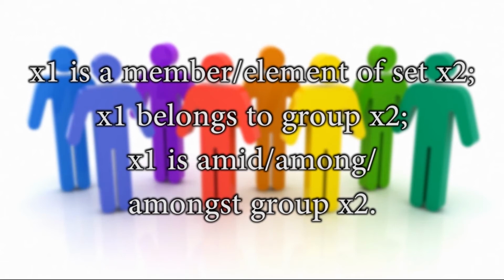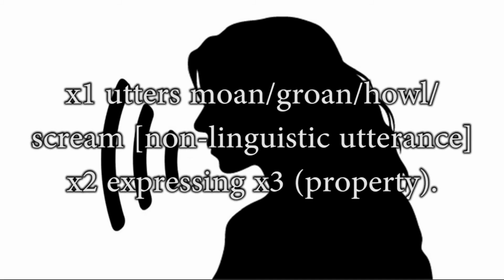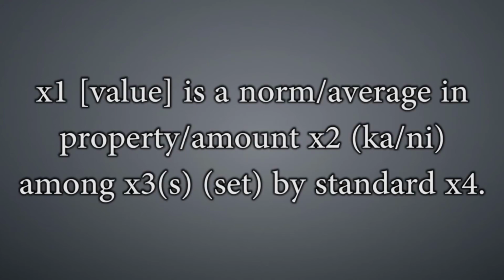x1 belongs to group x2. x1 is amid, among, or amongst group x2. Shmoni. x1 utters moan, groan, howl, or scream x2 expressing x3. Shnano. x1 is a norm or average in property or amount x2 among x3 by standard x4.